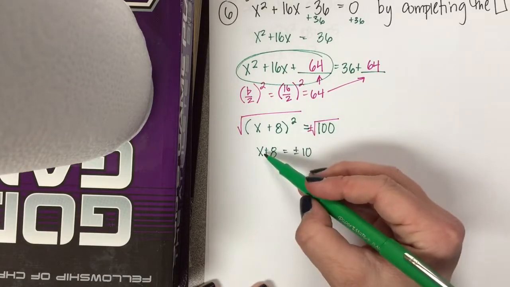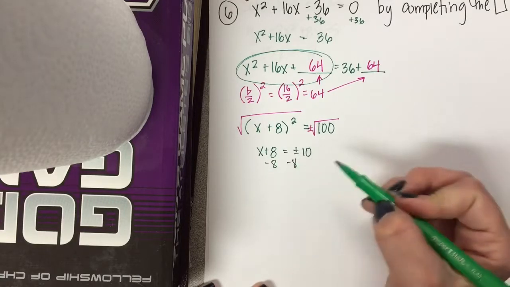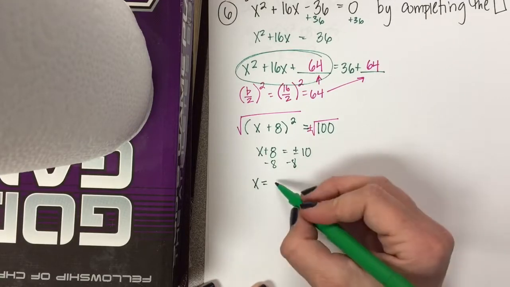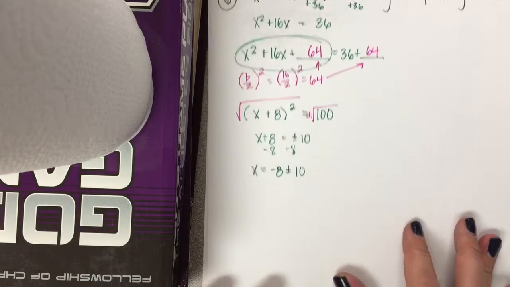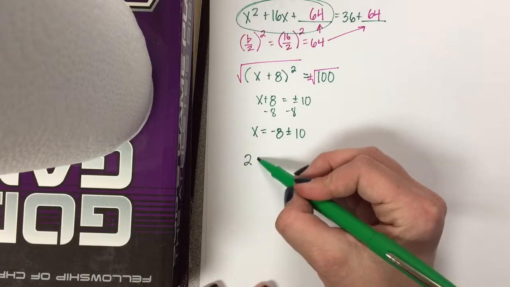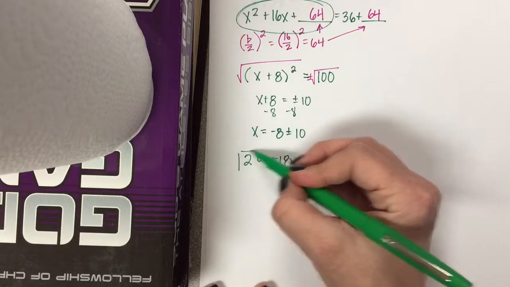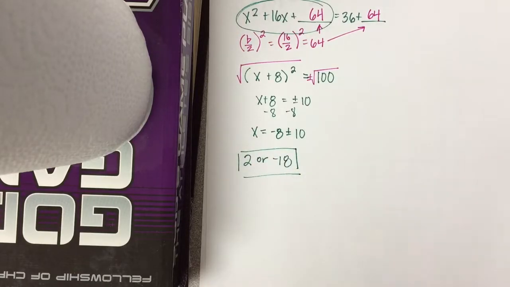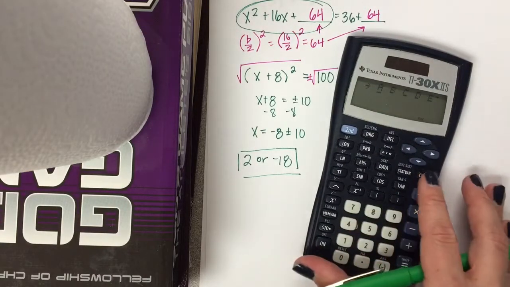So I'm really close, but I want x by itself. So I have to subtract 8 from both sides. So now I have x equals negative 8 plus or minus 10. So negative 8 plus 10 is going to be 2, or negative 8 minus 10 is going to be negative 18. And if you really wanted to, if you had extra time on your test or something, go ahead and plug them in and check it.